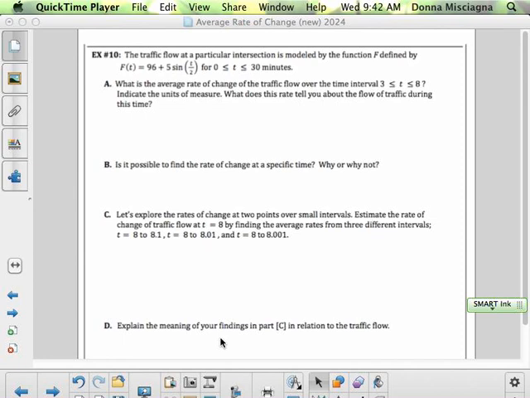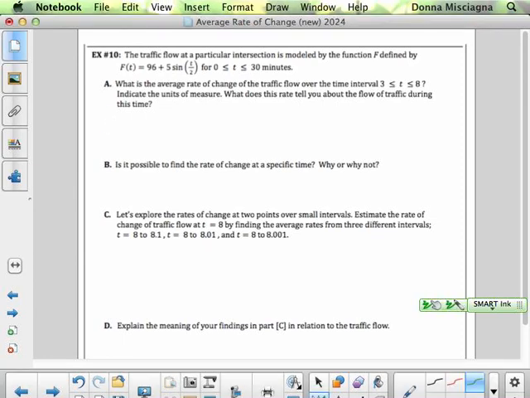What is the average rate of change of the traffic flow over the time interval from 3 minutes to 8 minutes? Indicate the units of measure. What does this rate tell you about the flow of traffic during this time? All right, so average rate of change is going to be f of 8 minus f of 3 divided by 8 minus 3.